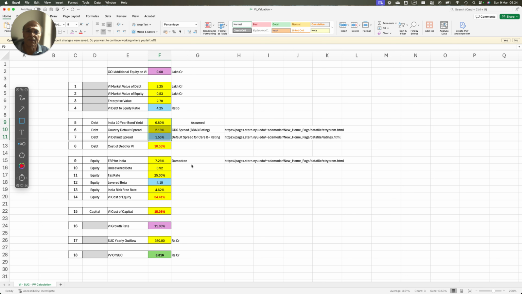Now, in order to calculate cost of equity, we use the CAPM model. What it basically tells you is that you have to add the risk-free rate, and then you have to multiply the equity risk premium with beta. Now, what is the concept of beta? The concept of beta is volatility.